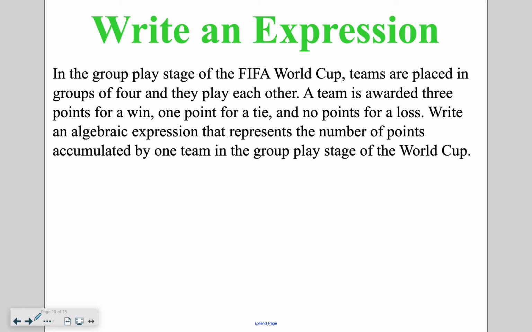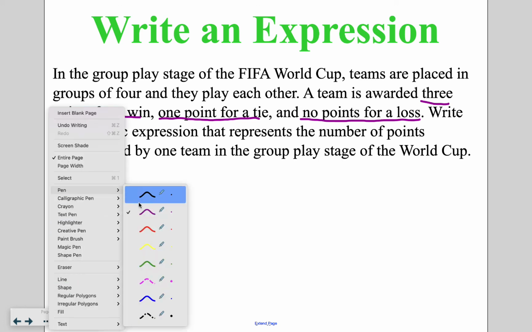Writing an expression when we have these longer word problem scenarios. So in group play stage at the FIFA World Cup, teams are placed into groups of 4 and they play each other. A team is awarded 3 points for a win, 1 point for a tie, and 0 points for a loss. Write an algebraic expression that represents the number of points accumulated by one team in the group play stage of the World Cup. So we have 3 different pieces that we are considering here. First, 3 points for a win, then we have the 1 point for a tie, and the no points for a loss. So we're going to have 3 different terms that we're looking at.